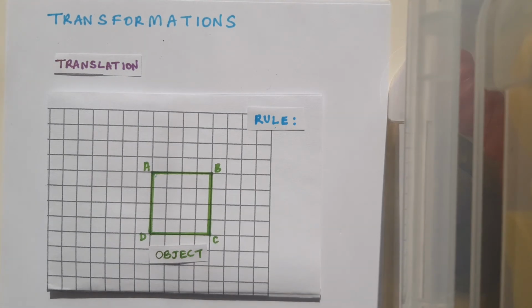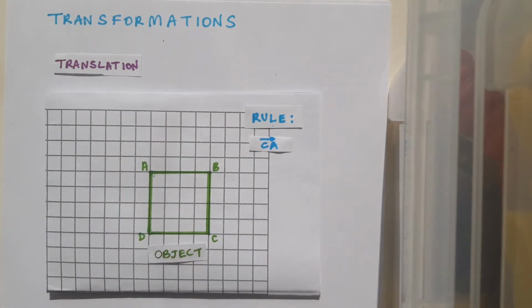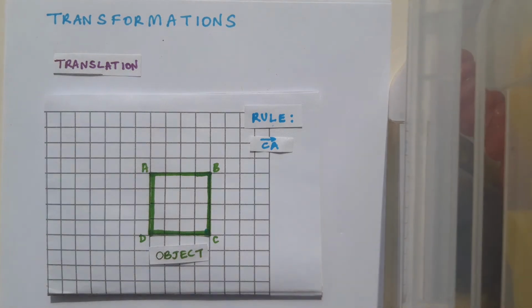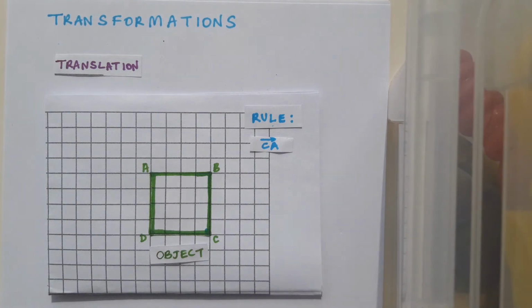Let's look at what would happen if I had a slightly different rule. So I'm back to my original object again, A, B, C, D. This time, let's see the effect of the translation C to A. So this translation is instructing me to push the point C up to the point A. There's no twisting taking place, it's just a straight linear motion.